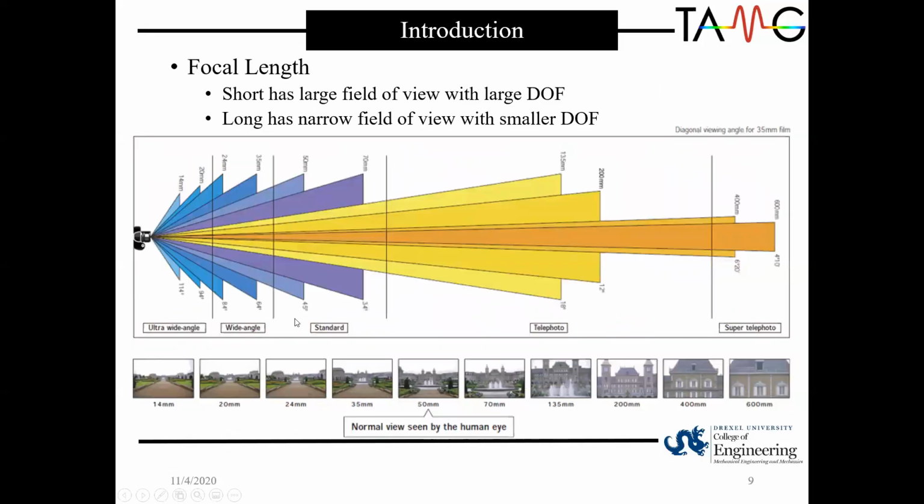Another one obviously is the focal length. As this diagram indicates, the shorter the focal length, the larger the field of view and the larger the depth of field. And as your focal length gets longer, you have a narrower field of view and a narrower depth of field. So this is what a 14mm lens is going to look at on a camera, and that same image with a 600mm lens is going to look like that. Fun fact, the human eye generally perceives sight as though it's capturing images with a 50mm lens.